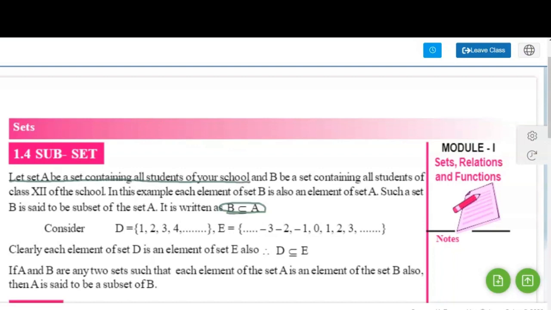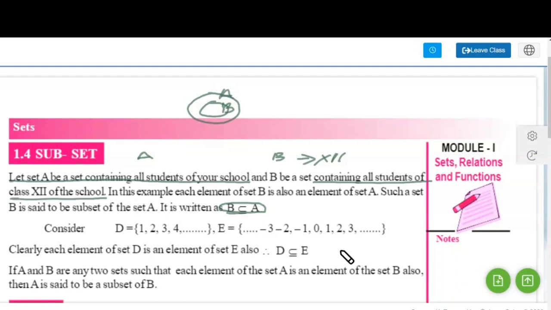Set A consists of all the students of your school. So every student is a part of set A. This is set A. And next set is B. B is all the students of class 12th of your school. Okay, only students belonging to class 12th belongs to B set. So this way, this is the whole set A and this is the set B, where B is a part of A. In that case, we can say B belongs to A, or B is a subset of A.